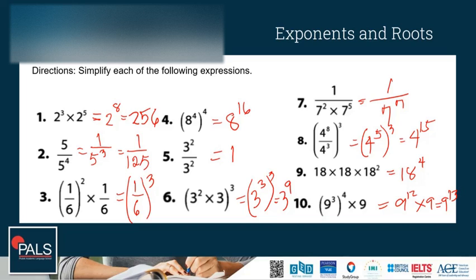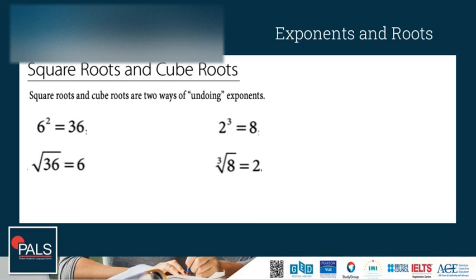If you know the rules of exponents, it is easy to simplify expressions with exponents. Let's proceed to square roots and cube roots. Square roots and cube roots are two ways of undoing exponents. Okay, let's see.